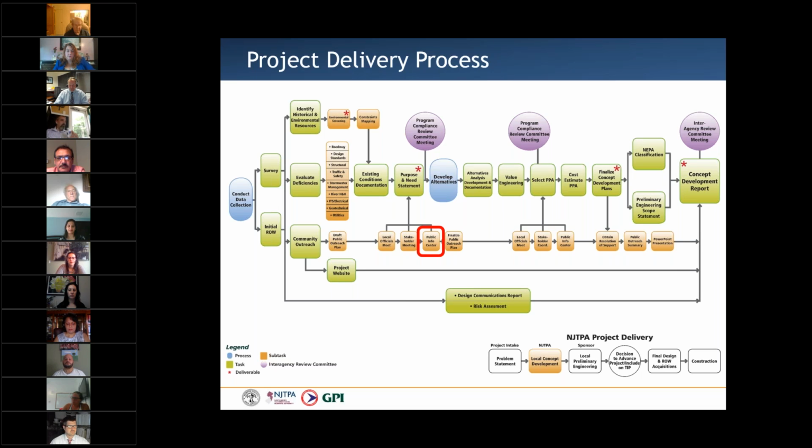This slide basically shows the flow diagram of the activities performed during the concept development phase. The activity circled in red is the first public information center, which is where we are today.